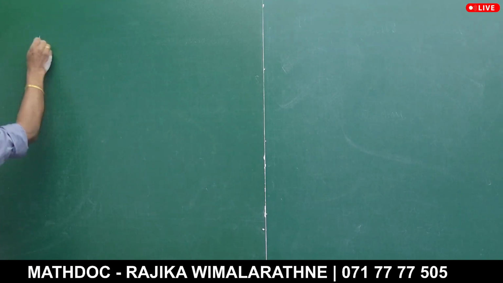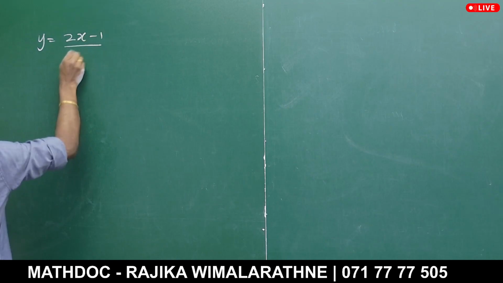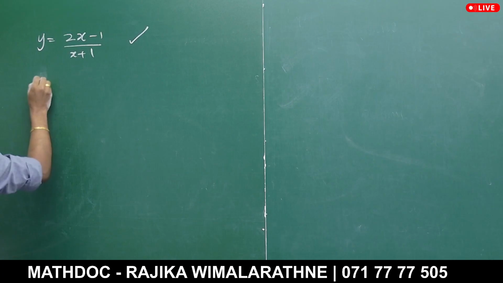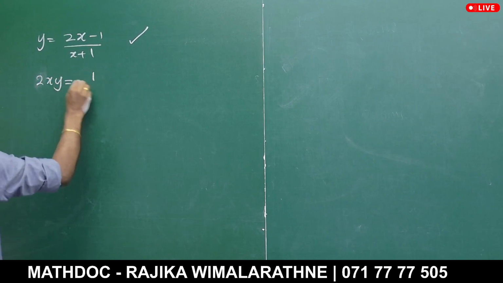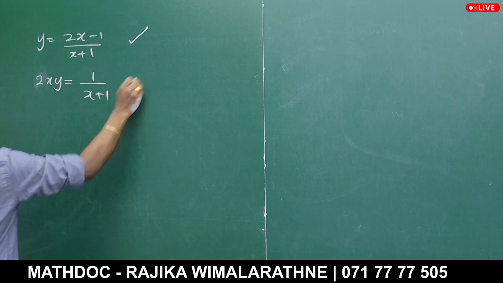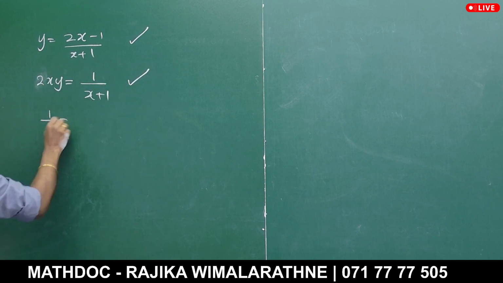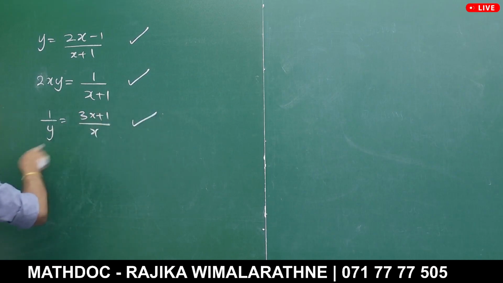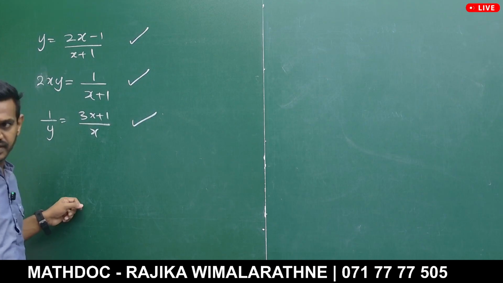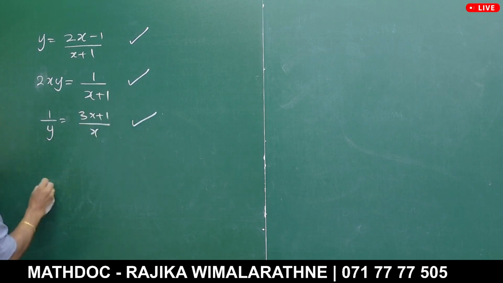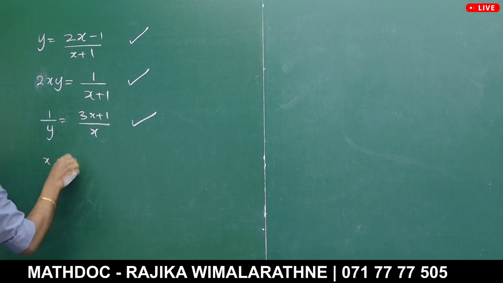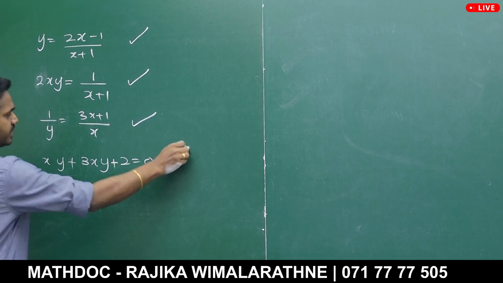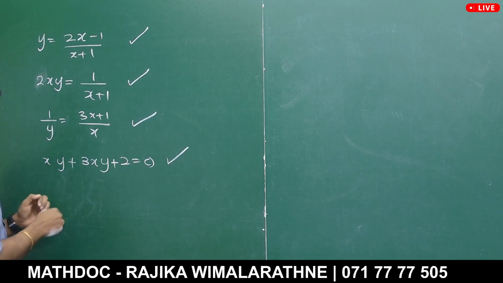Now you see, y equal 2x minus 1 over x plus 1. No issue, function. 2xy equal 1 over x plus 1. Function, no? Y to the power 1. 1 over y equal 3x plus 1 over x. No issue. Function. We can subject, no? Y to the power 1, y to the power minus 1, but we can cross multiply and subject it. 3xy plus 2 equals 0. It is a function, no? We can subject y easily.